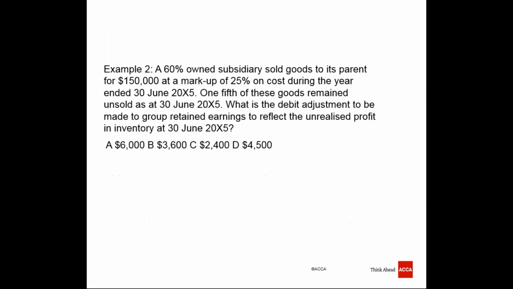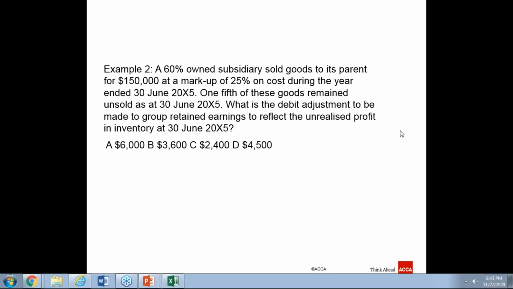The next point. Here is a question for you guys on unrealized profit. What is the debit adjustment to be made to the group's retained earnings to reflect the unrealized profit in the inventory at 30th June 2005? I am giving you the question which, according to the examiner, is the most challenging from the student side. These are the most important exam questions in which mostly the students will not be able to answer correctly. So that's why I'm giving it to you to do this sort of practice.